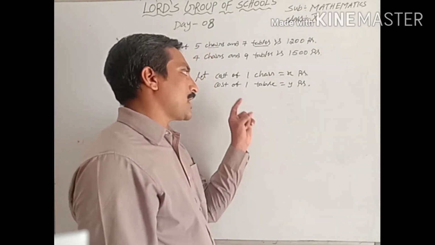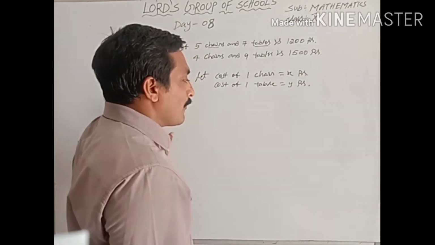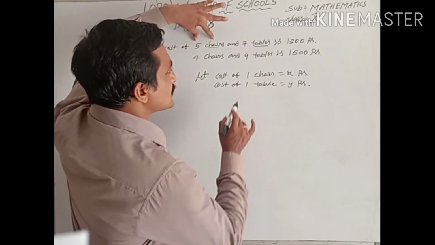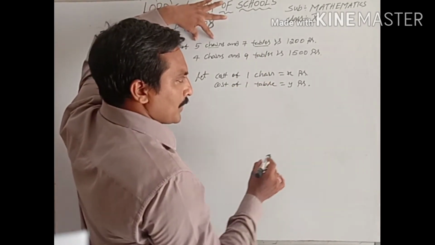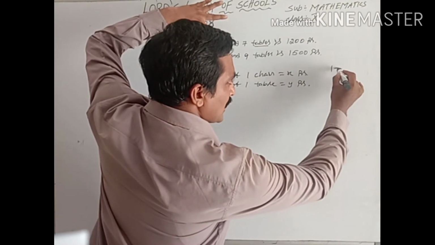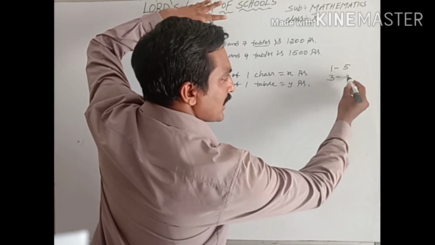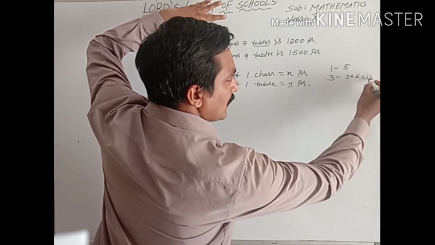You must write these two steps. What is according to the first condition? 5 chairs, 7 tables. For example, 1 pen costs 5 rupees. What about 3 pens cost? 3 into 5 only gives the total value, right?